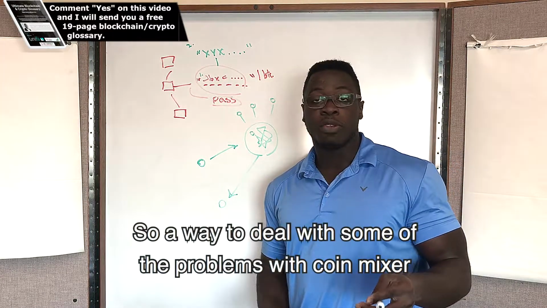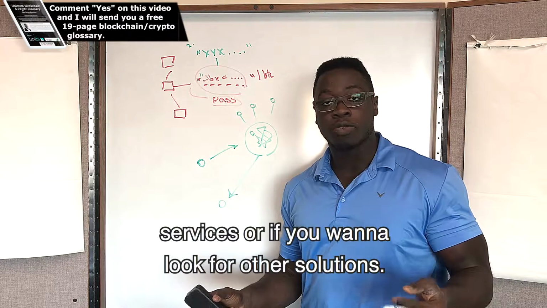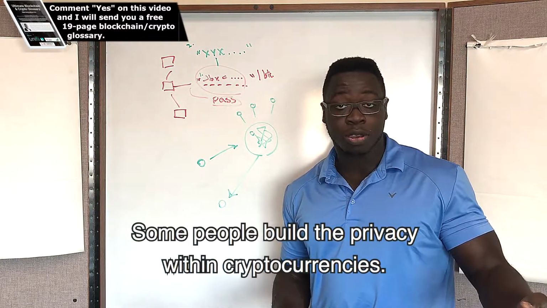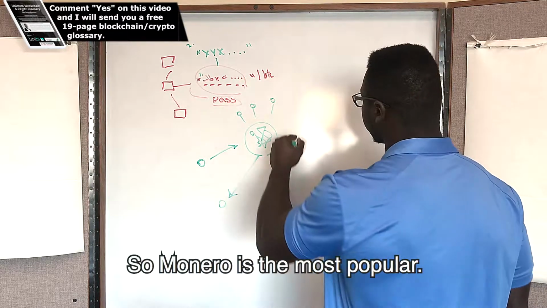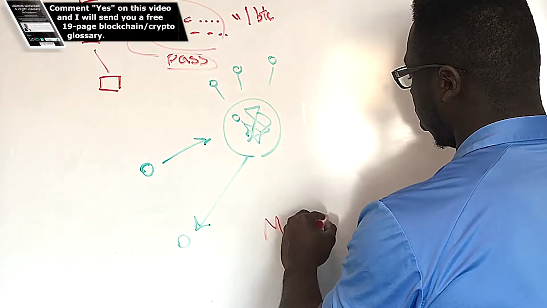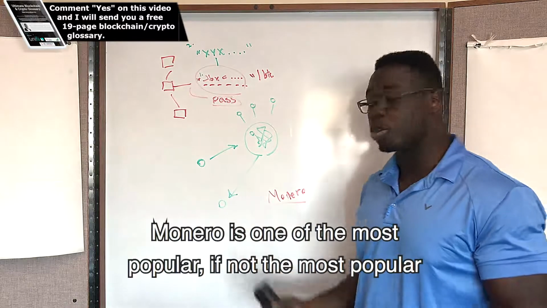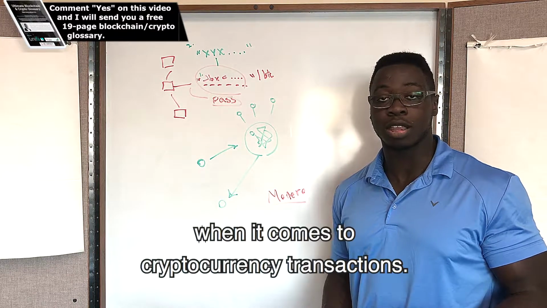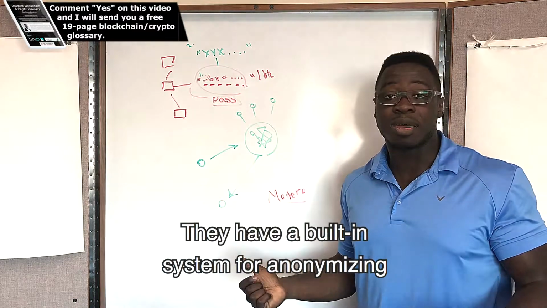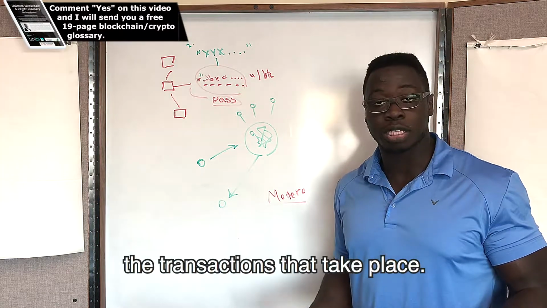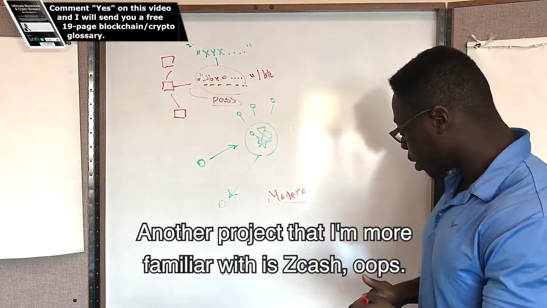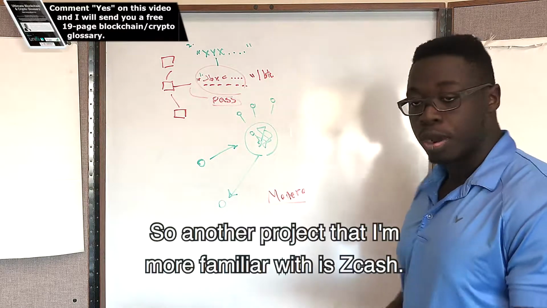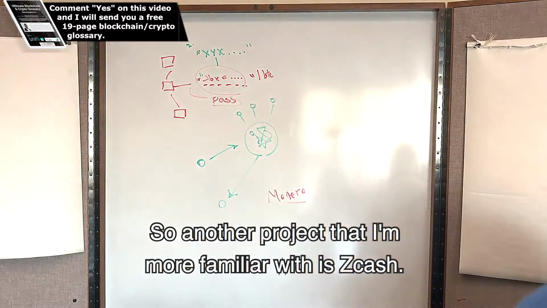So a way to deal with some of the problems with coin mixer services, or if you want to look for other solutions, some people build the privacy within cryptocurrencies. So Monero is one of the most popular, if not the most popular, project that is focused on privacy when it comes to cryptocurrency transactions. They have a built-in system for anonymizing the transactions that take place. Another project that I'm more familiar with is Zcash.